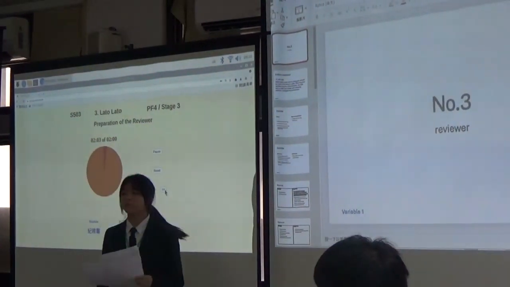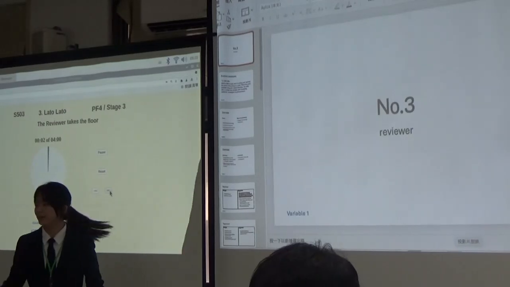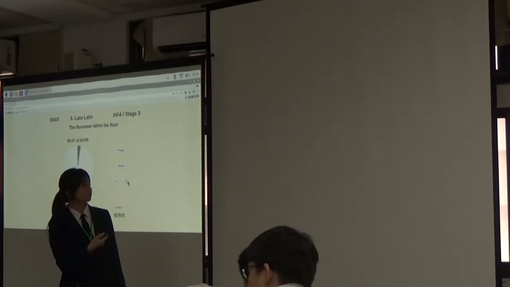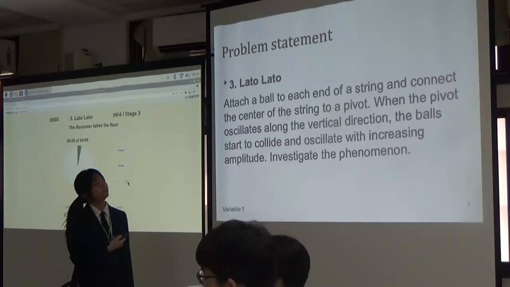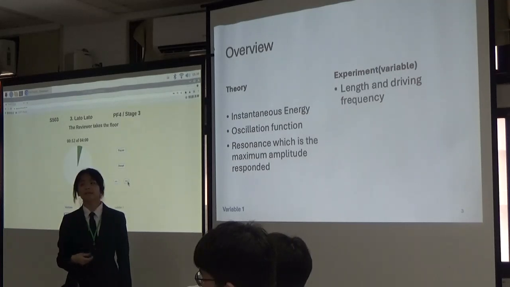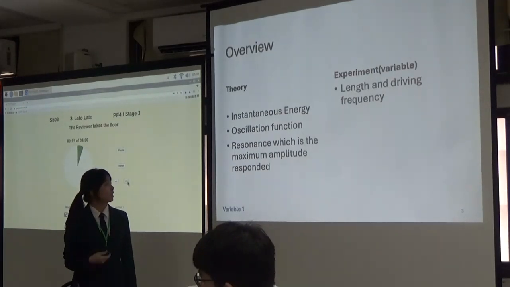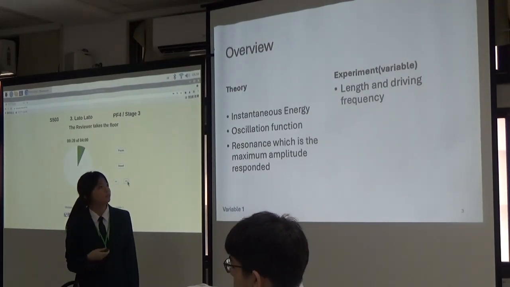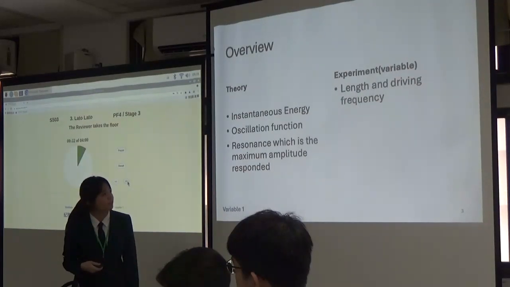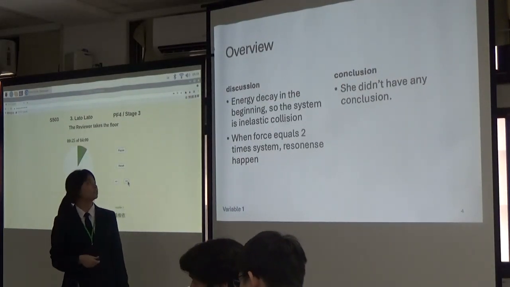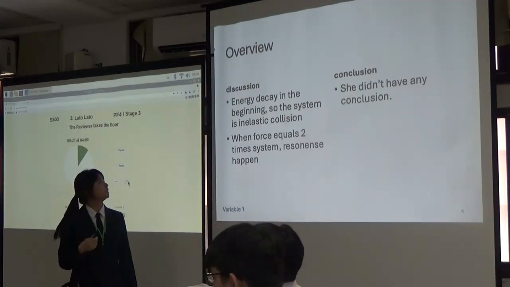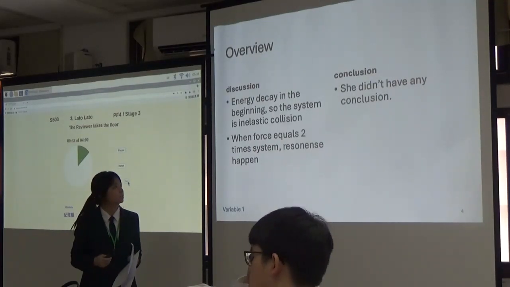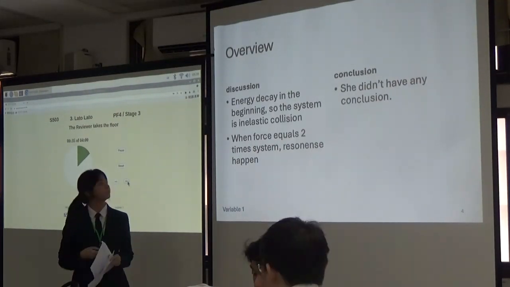I'm a reviewer from group 1, and first I would like to review example number 3. The problem statement and overview show that she used the energy and the explanation of resonance function. In the experiment she varied the driving frequency. In the discussion part she says energy decays in the beginning, so the system is an elastic collision. And she didn't have any conclusion.